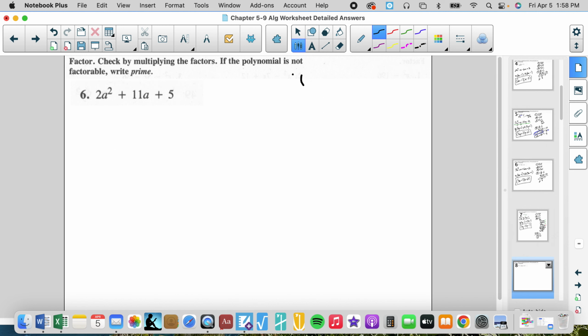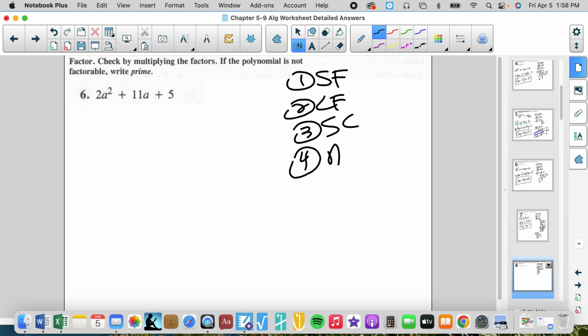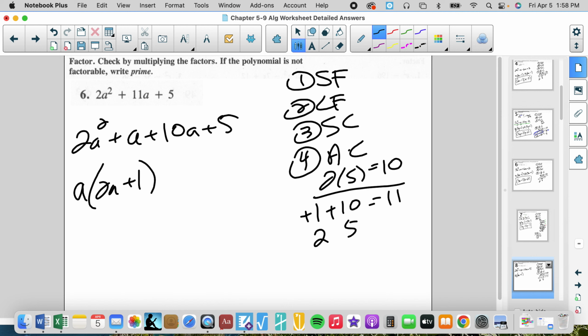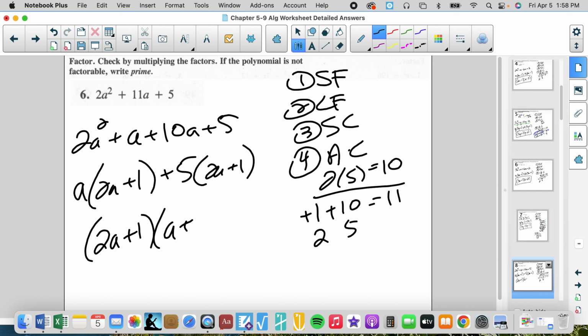All right. Standard form, yes. Common factor, no. Special case, no. A times c, 2 times 5, 10. 1 and 10, 2 and 5. Signs are the same, both positive. Equals 11. 2a squared plus a plus 10a plus 5. Factor out an a, you get 2a plus 1. Factor out a 5, you get 2a plus 1. 2a plus 1, a plus 5.